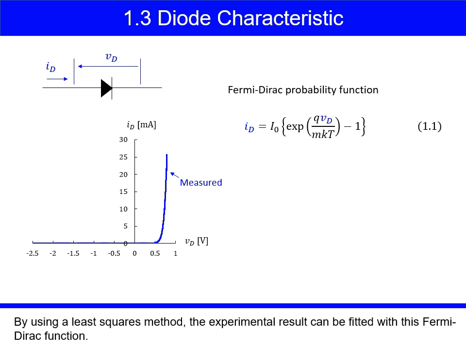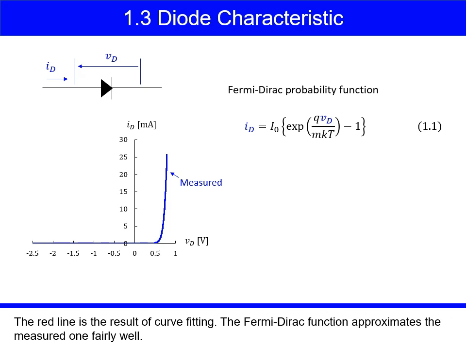By using a least squares method, the experimental result can be fitted with this Fermi-Dirac function. The red line is the result of curve fitting. The Fermi-Dirac function approximates the measured one fairly well.